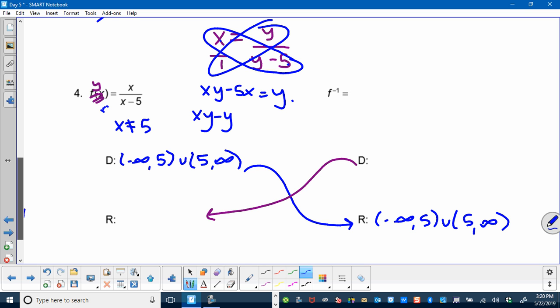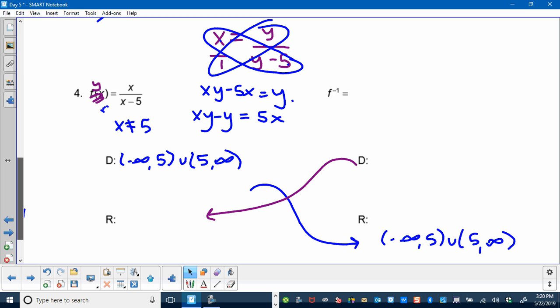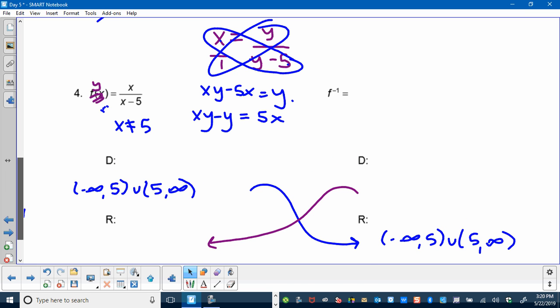over to the other side. And I don't want that 5x over there. I only want y people over there. So I'm going to add the 5x to the other side, and I'm going to end up with this function right here. Okay, I have two y's there, and I need to get the y alone.